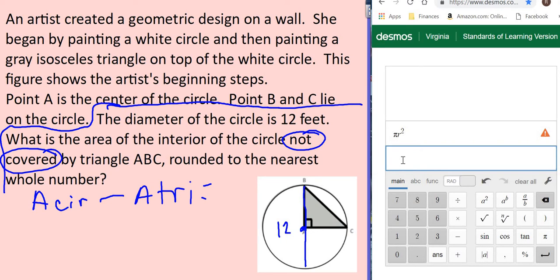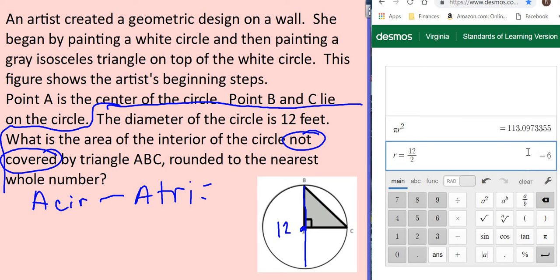And we're going to go to the next line and we're going to figure out what r is. We know that the diameter is 12. So if we divide by 2, our radius would be 6. So right away we know that our circle is 113 feet squared. Now we're going to come over here and clear it.